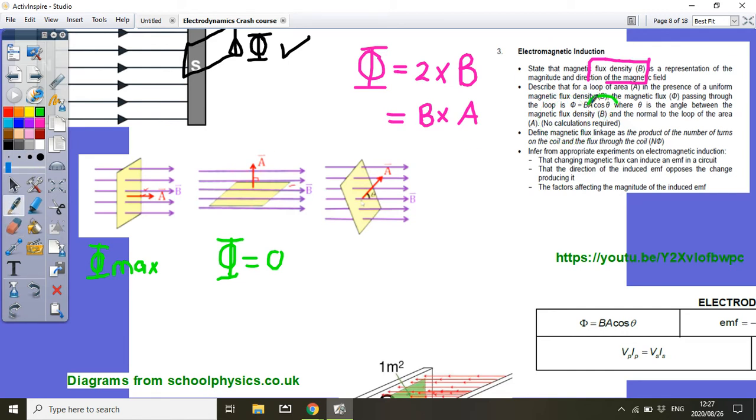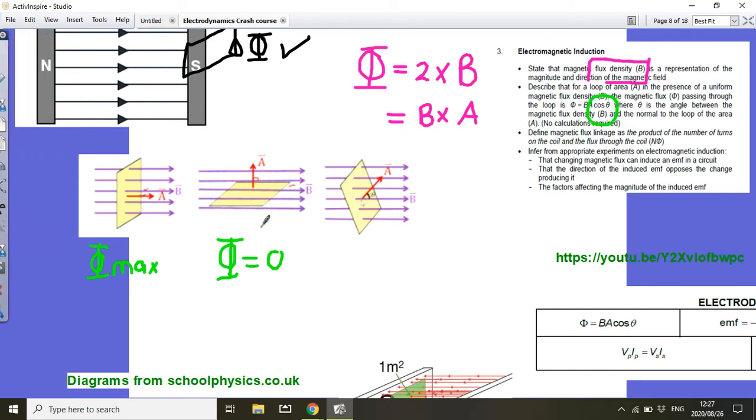The cos theta is there because any angle between the maximum and the 0, between 90 degrees and 180 degrees, I'll go through the angles now, will give us a magnetic flux somewhere between the maximum and the 0. And you'll see this nicely when we look at the graphs at the end.